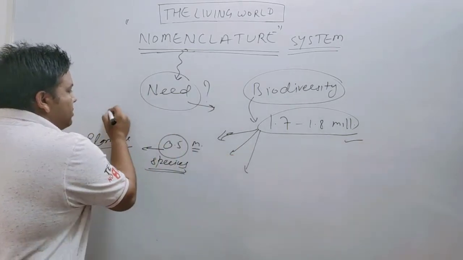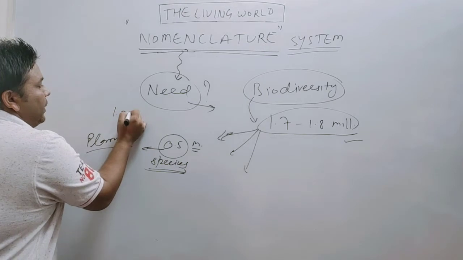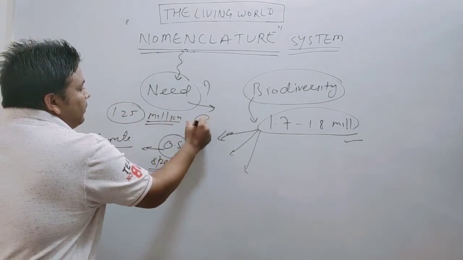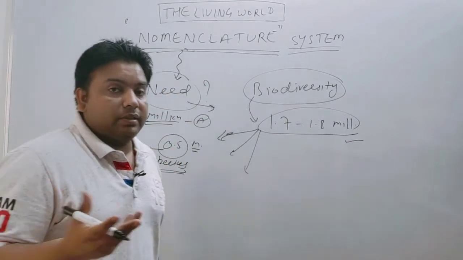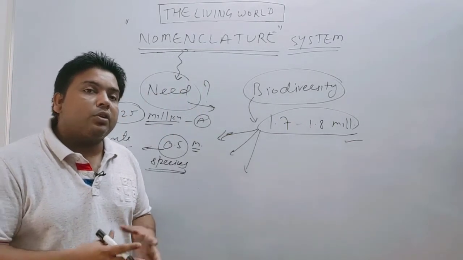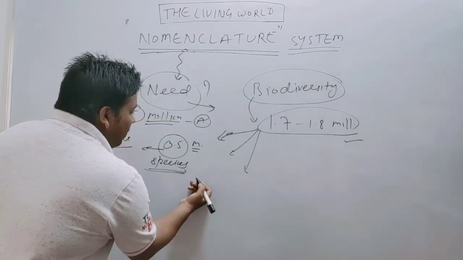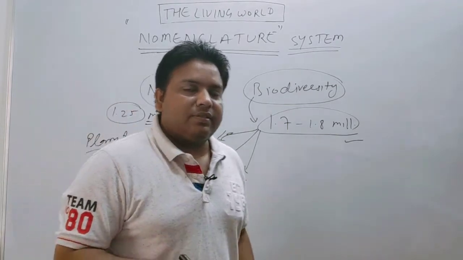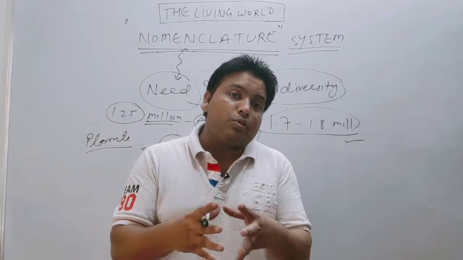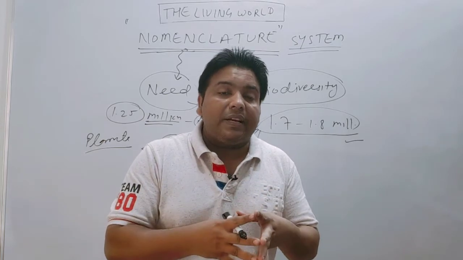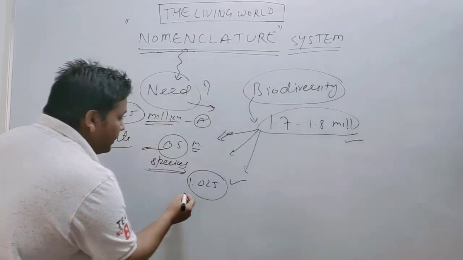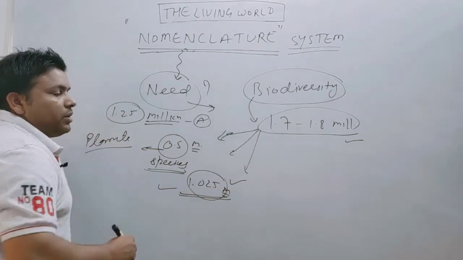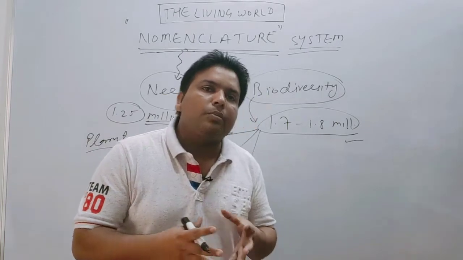Or if we see the animals, we can see 1.25 million species are present for the animals. There is a large number of animals which are present or identified yet. Now, if we see the smaller organisms around us called insects, you will be surprised to know there is a large number of insects around us, and that comes to 1.025 million.